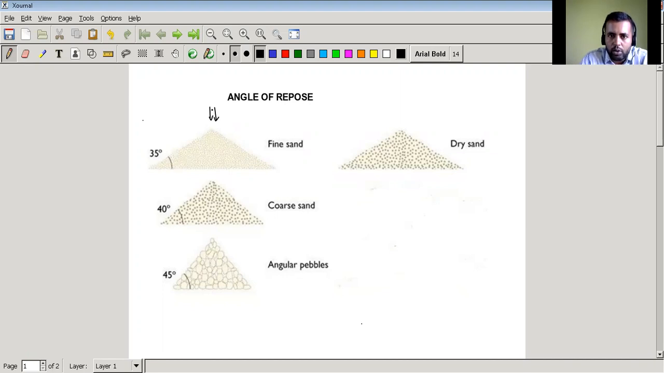When you put the sand, it will take this shape, and if you keep on adding, you know that after some time the extra sand slides away. Okay. Now this angle is called angle of repose.